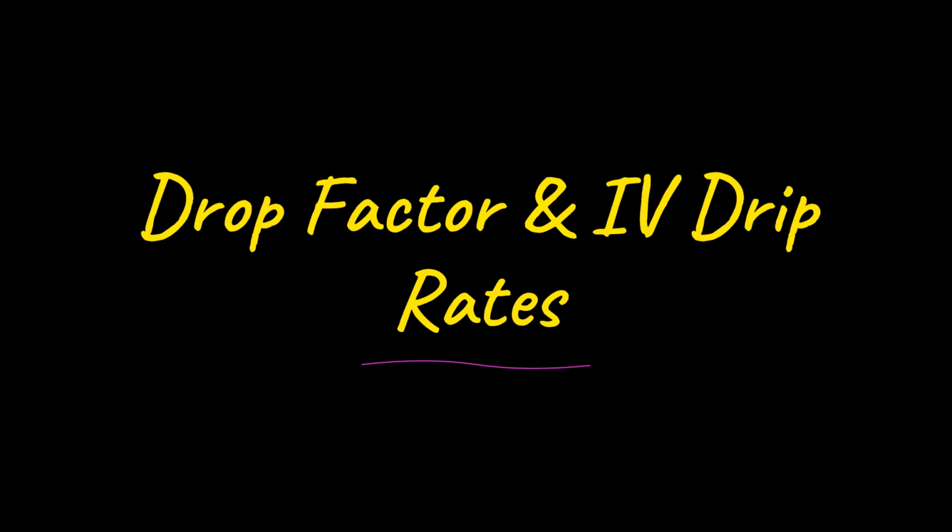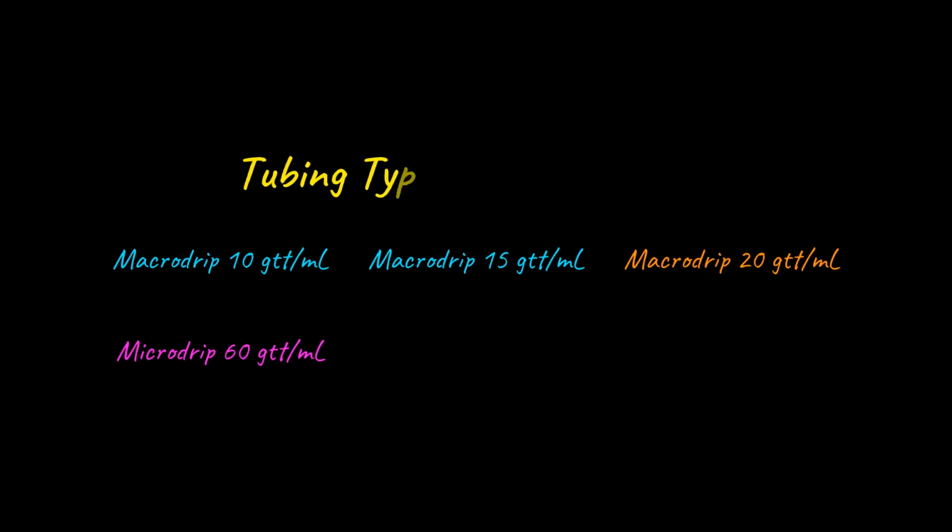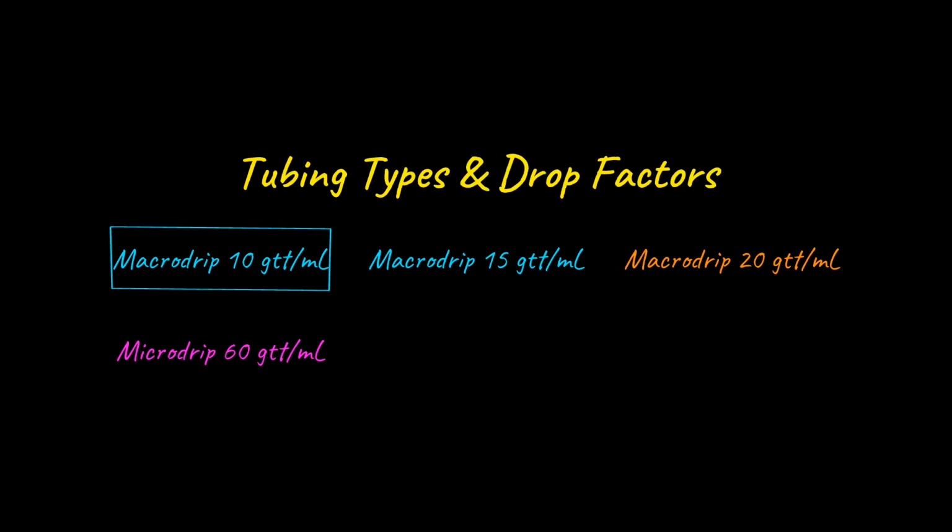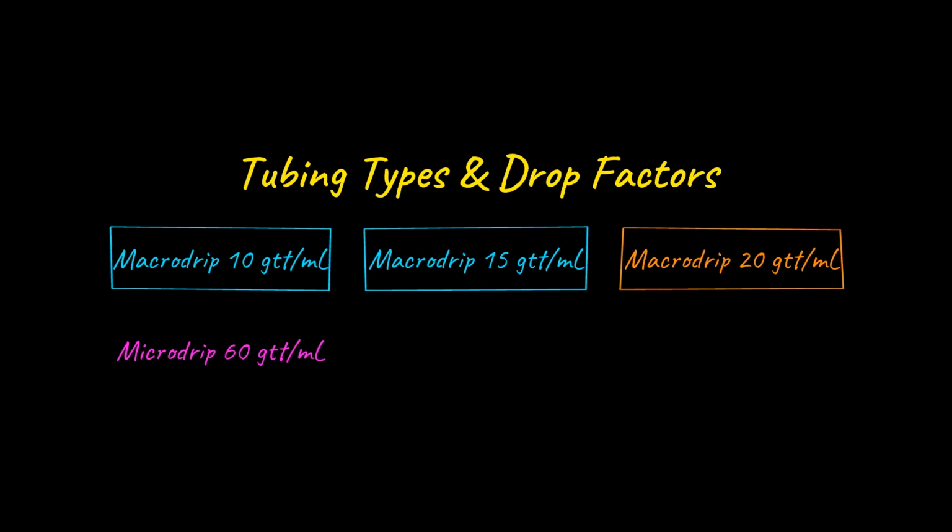Drop factor is a property of the IV tubing itself. A conversion ratio printed on the package that tells the nurse how many drops equal 1 milliliter. Understanding where this number comes from is essential before any gravity drip calculation. Macro drip sets come in 3 common sizes: 10, 15, or 20 drops per milliliter, and are used for standard adult infusions. Micro drip sets deliver 60 drops per milliliter, making them ideal for slow, precise infusions like pediatric fluids or sensitive medications.